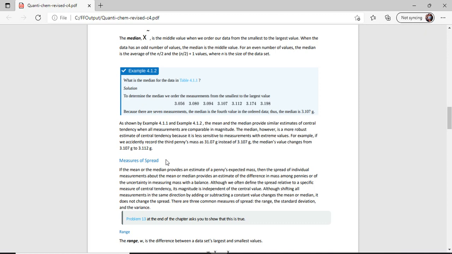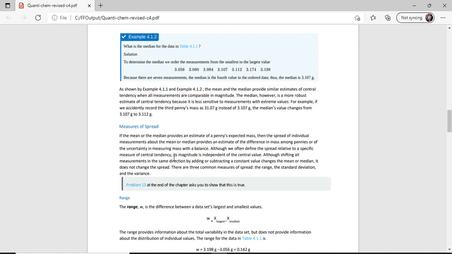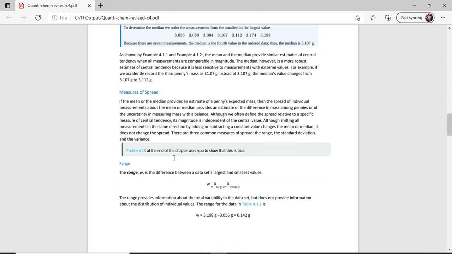Shifting all your measurements in the same direction, by adding or subtracting a constant value, changes your median or your mean. It does not change the spread. There are three common measures of spread: the range, the standard deviation, and the variance. Let's start with the range. The symbol for the range is a small letter w. It is the difference between the data set's largest and smallest value.